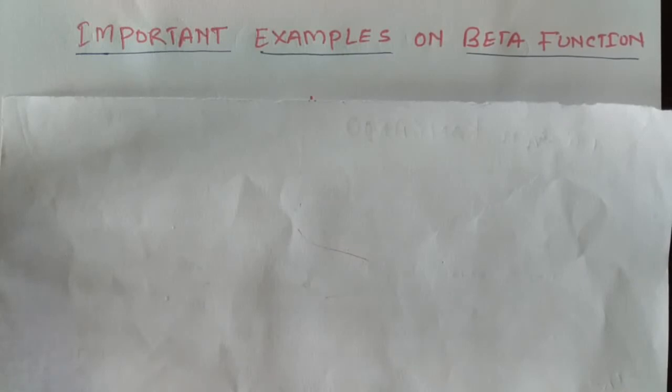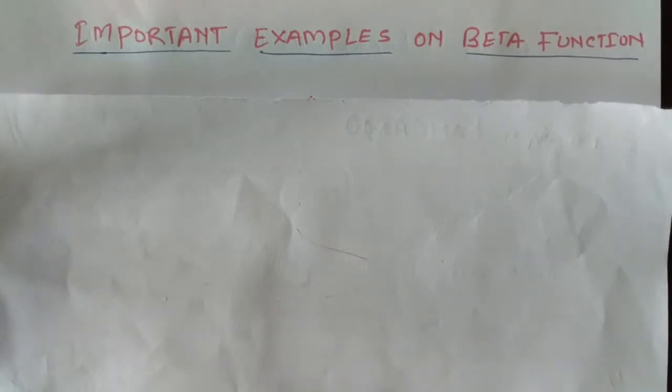In the previous video, we discussed important examples on the gamma function. We solved some particular definite integrals using the gamma function. Now in this video, I am going to discuss important examples on the beta function. We evaluate some definite integrals using the beta function.